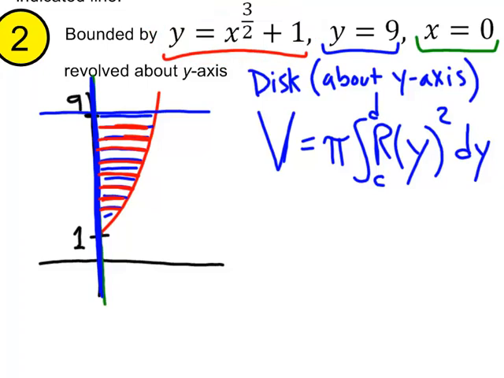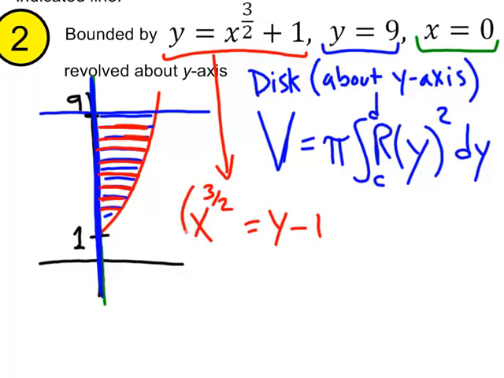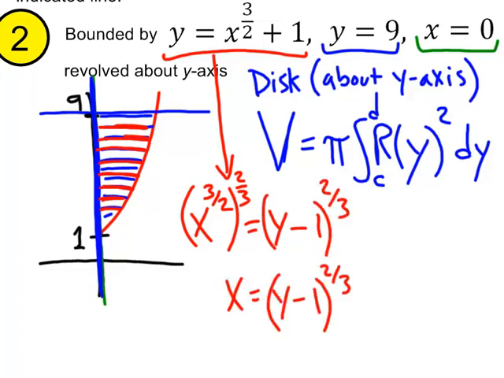by itself. So if I subtract 1 from both sides, I'll get y minus 1, and then I'll have x to the 3/2 on the other side of the equal sign. And then I'll raise both sides to the 2/3 power and get this expression for x in terms of y.